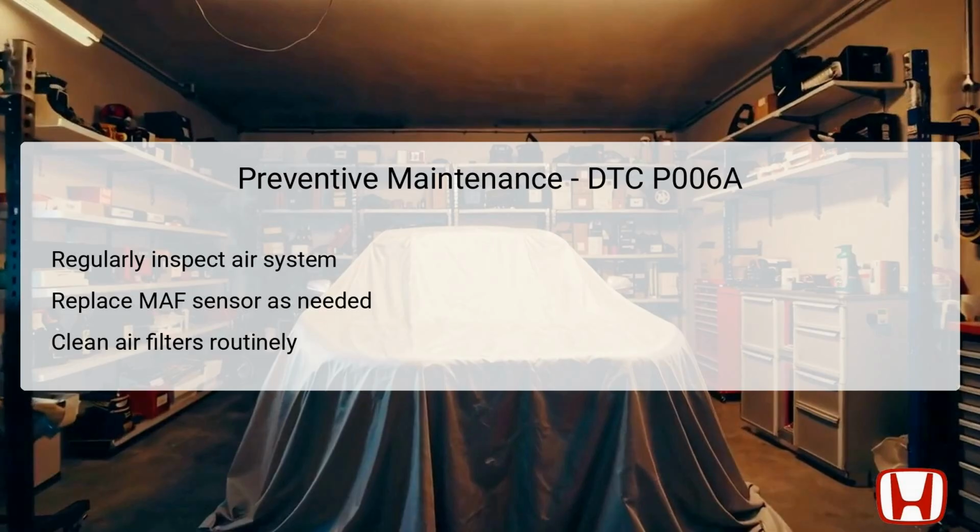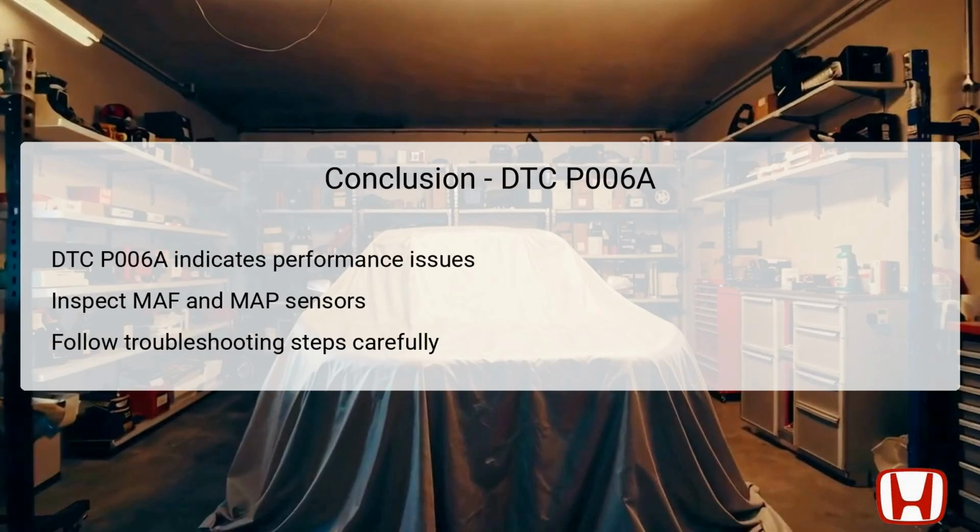Establishing a routine maintenance schedule will help in detecting early signs of wear or malfunction, ensuring the longevity and efficient operation of the vehicle. In conclusion, the DTC P006A signifies a critical performance issue related to the mass airflow sensor and its interaction with the MAP sensor within the Honda CR-V 2023 Plus.